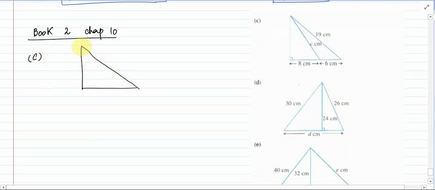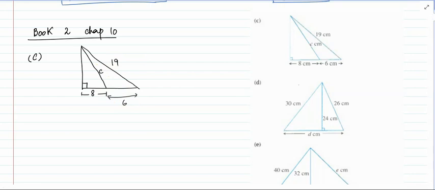Now these questions have two triangles, two right angle triangles. The lengths are 8, 6, C and 19, right? So first thing I'm going to do, I'm going to assign the alphabet to the vertices. Vertices means these points A, B, C and D. So it will be easy for me to define the question.